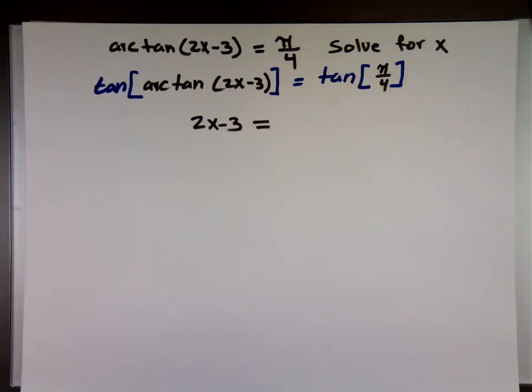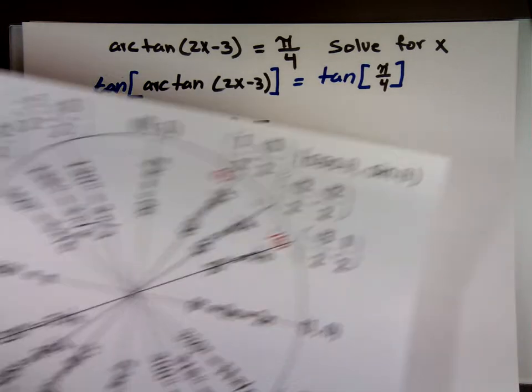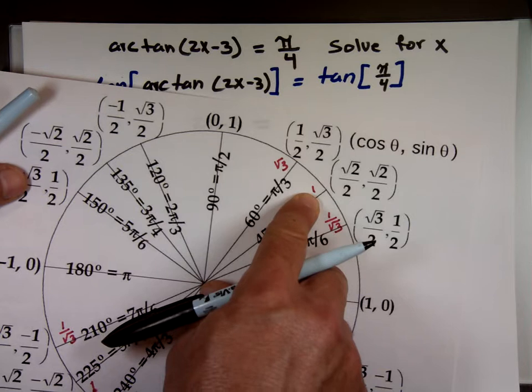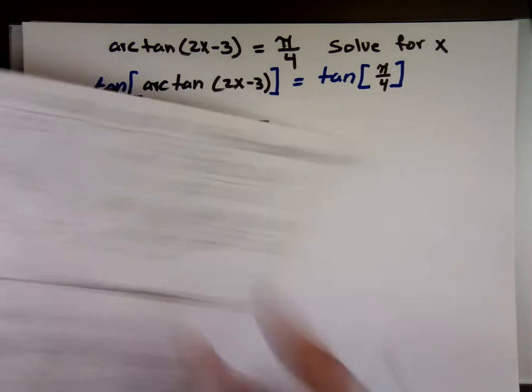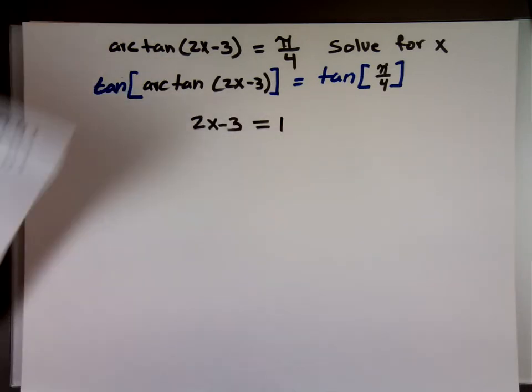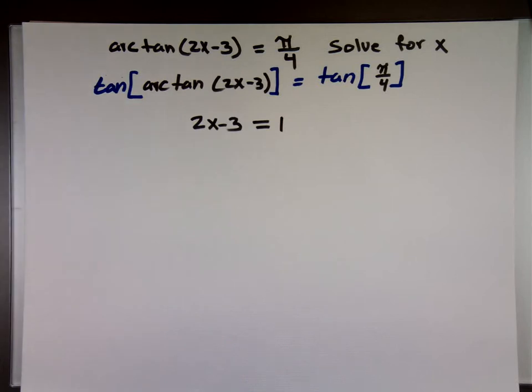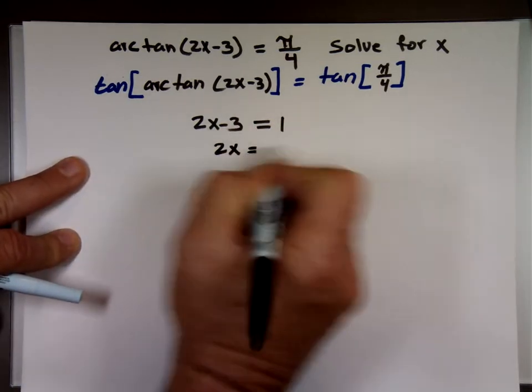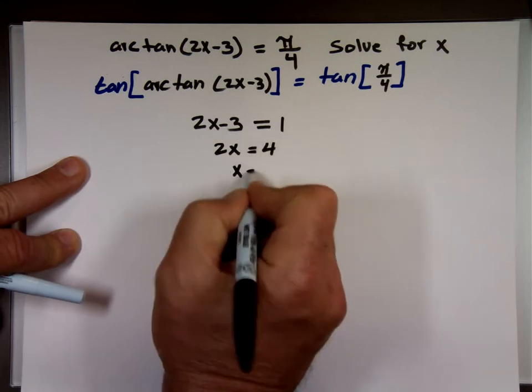Let me go to pi over 4 and see what the tangent of pi over 4 is. I just did that. That's what? 1? From my unit circle, take the minus 3 there. We have 2x equals what? 4, x equals 2.